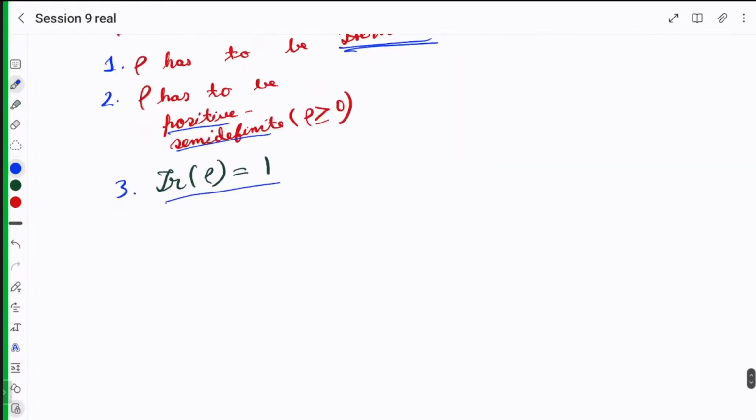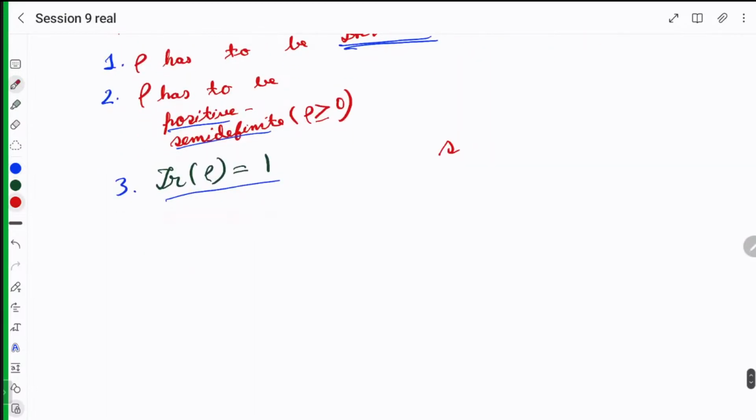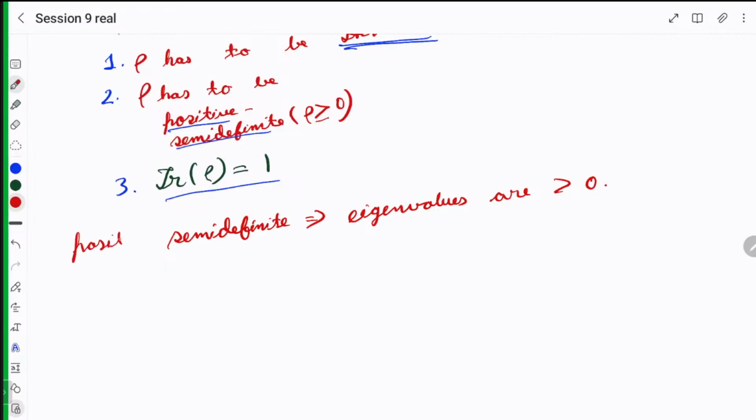Semi-definite means... eigenvalues are greater than 0. So positive definite would mean this. Oh, sorry, positive definite would mean this.